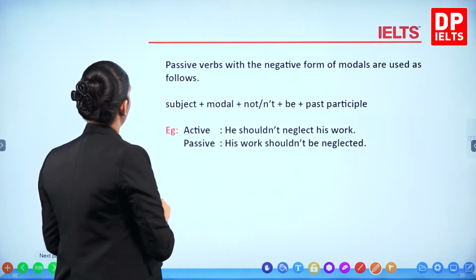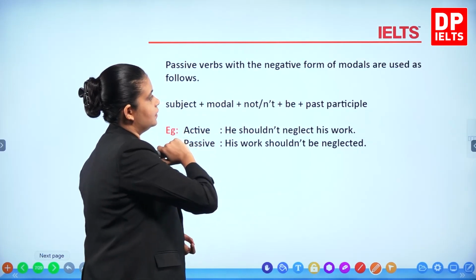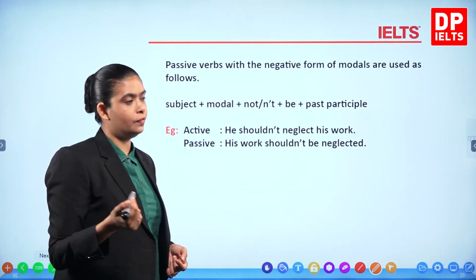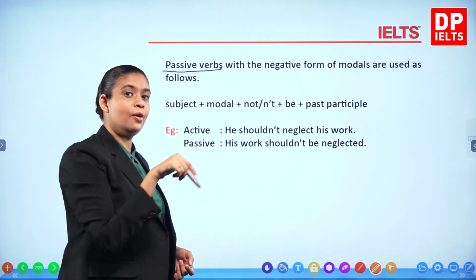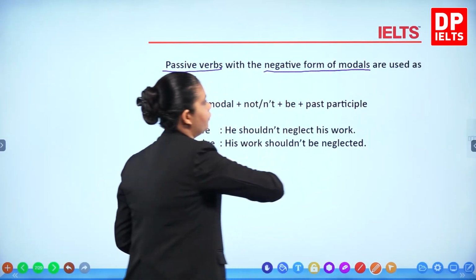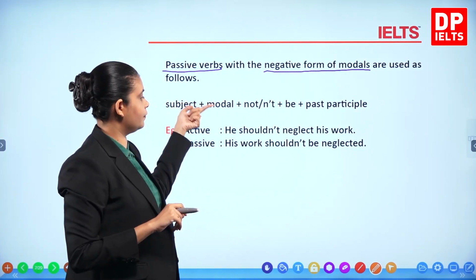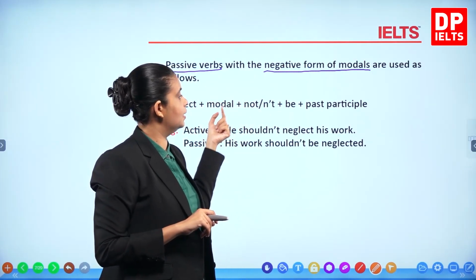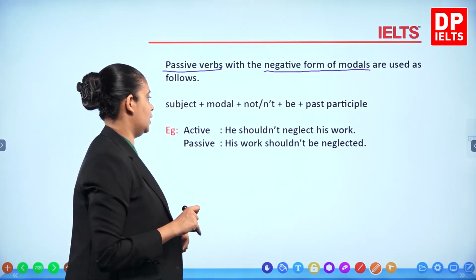Okay, moving on. Passive verbs with the negative form of modals are used as follows. So, this is what we're going to have a look at. Passive verbs. How are they used with the negative form of modals? You have the subject, you have the modal, you have the negative form of it, the be verb plus the past participle. Let's have a look at it.